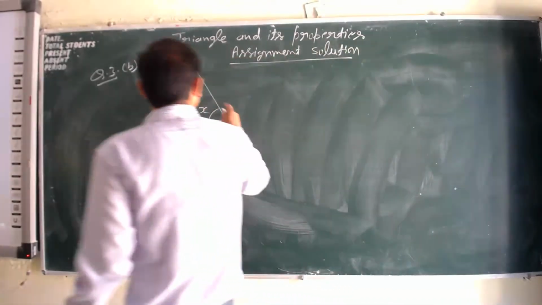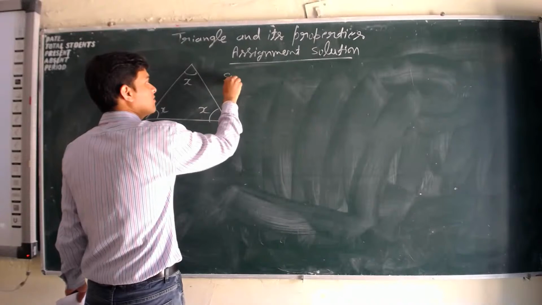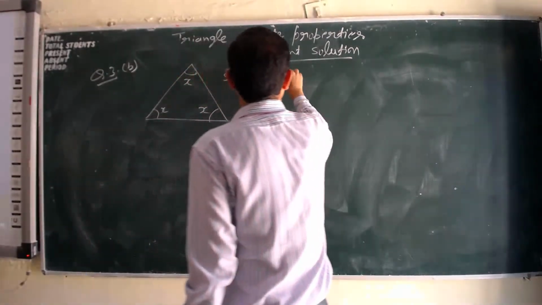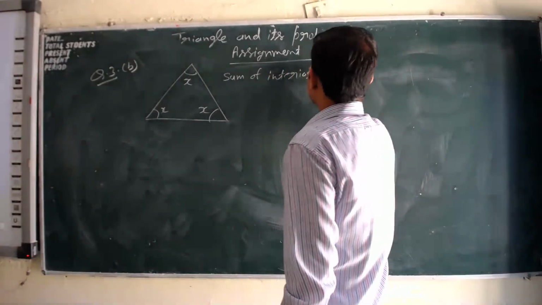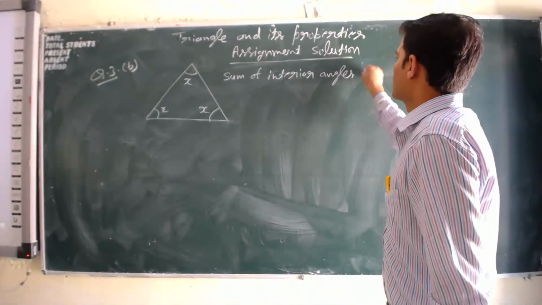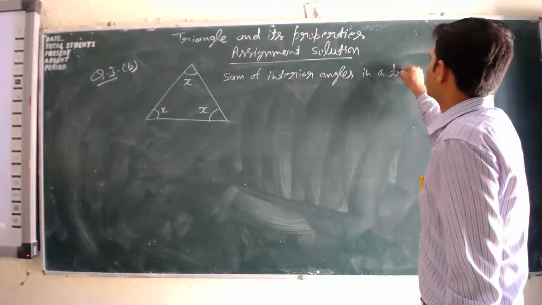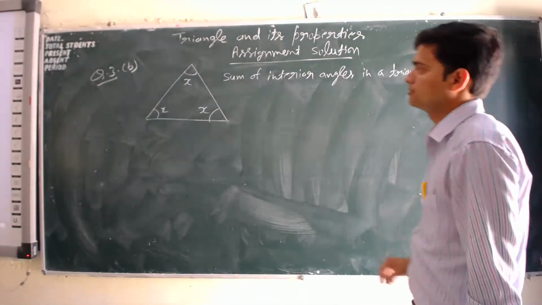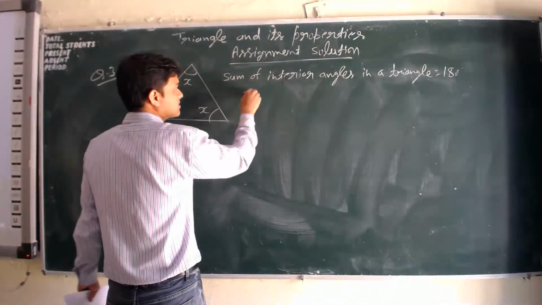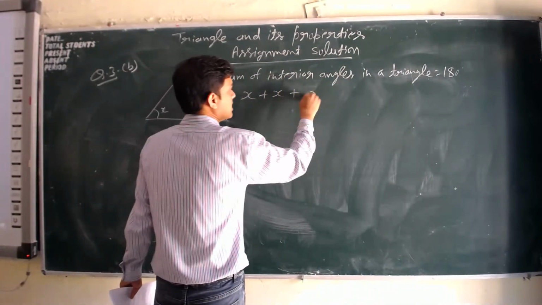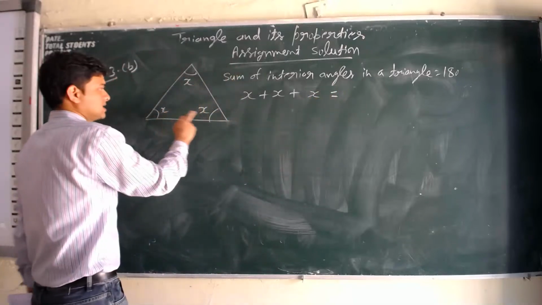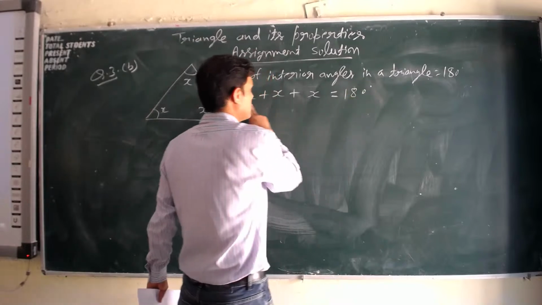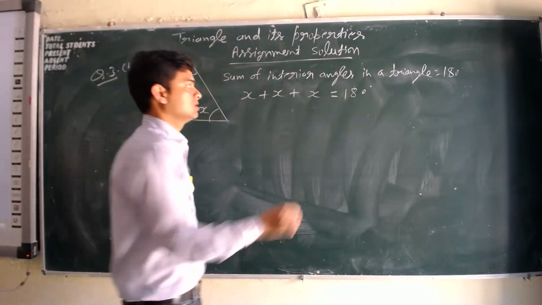Equilateral triangle. Now we can apply the angle sum property of triangle. That is, the sum of interior angles in a triangle is equal to 180. The sum of these is x plus x plus x. x plus x plus x is equal to 180. Now x plus x plus x is equal to 3x.